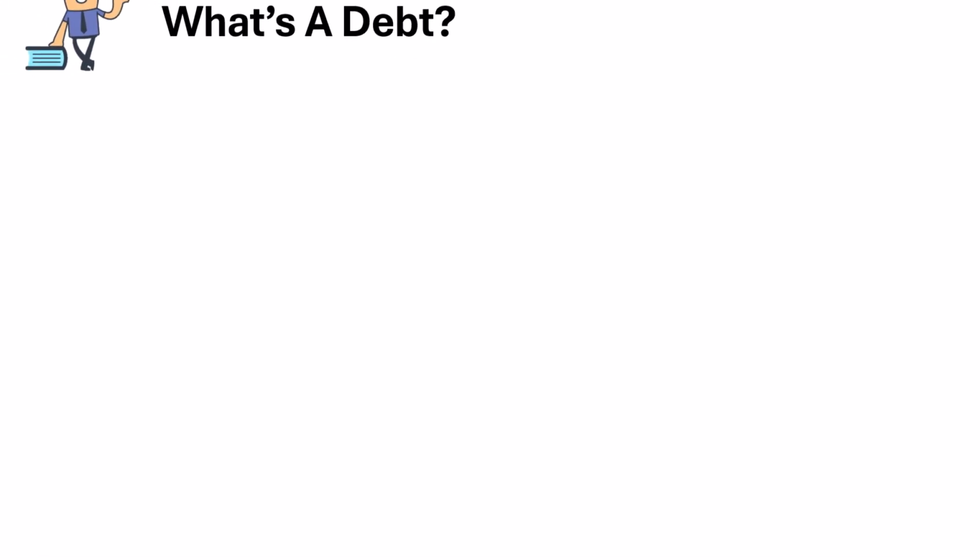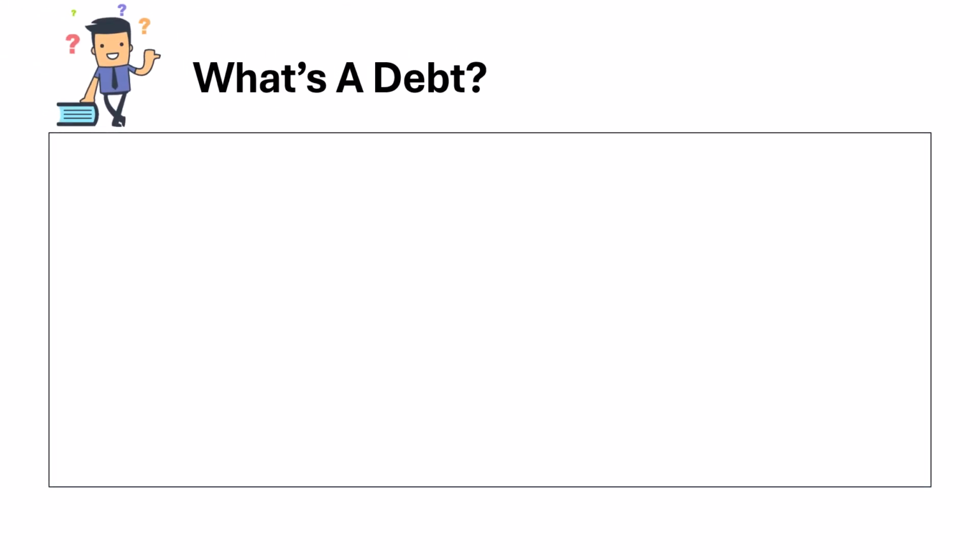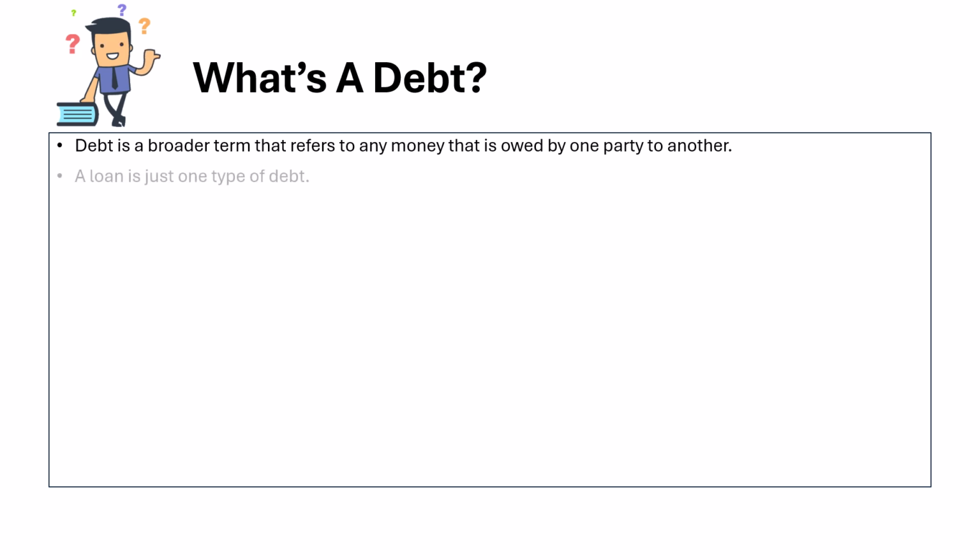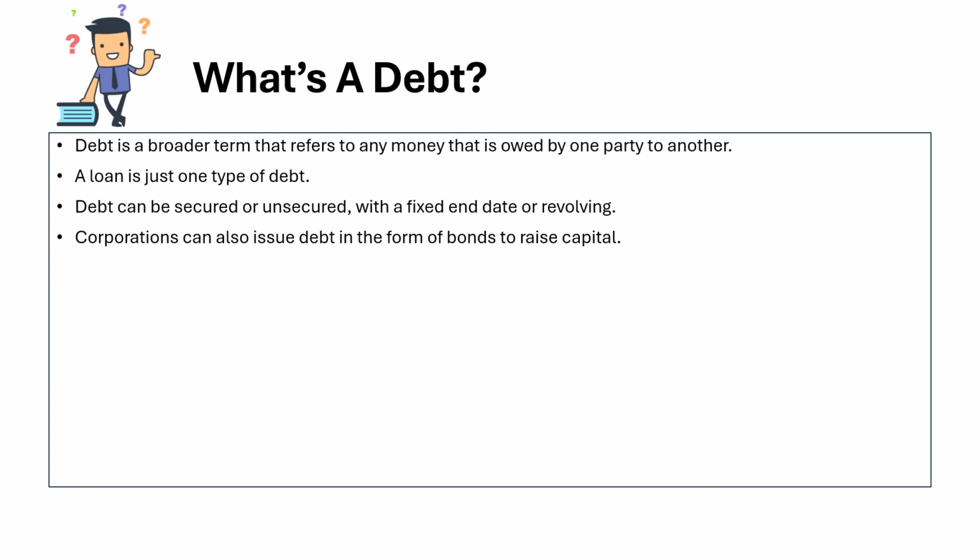Now that we understand what a loan is, let's understand what a debt is. A debt is a broader term that refers to any money that is owed by one party to another. A loan is just one type of debt. Debt can be secured or unsecured, with a fixed date or revolving. Corporations can also issue debt in the form of bonds to raise capital.